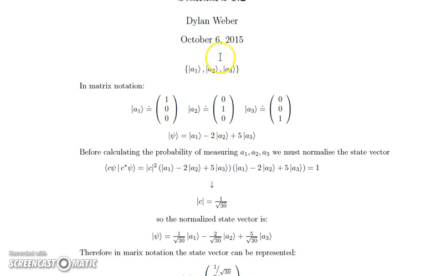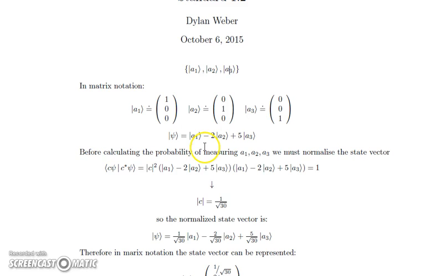outcomes, A1, A2, A3. So therefore we know that any state in the system is a linear combination of those three states. So therefore, by definition of matrix notation, in this basis we represent A1 as 1, 0, 0, A2 as 0, 1, 0, and A3 as 0, 0, 1, just because they're the basis vectors of a three-dimensional system.